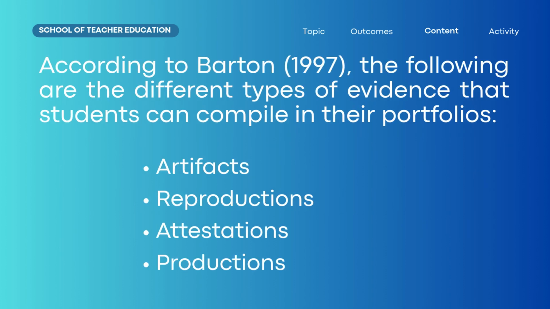In 2013. According to Barton in 1987, the following are different types of evidence that we can ask our students to compile in their portfolios. First are the artifacts. The artifacts are documents, or it could be any product, that are produced for academic classroom work. Examples of this are their formative assessments, like for example, the quiz, also the assignment, for example, in the case of language teachers, the essays that they produce.